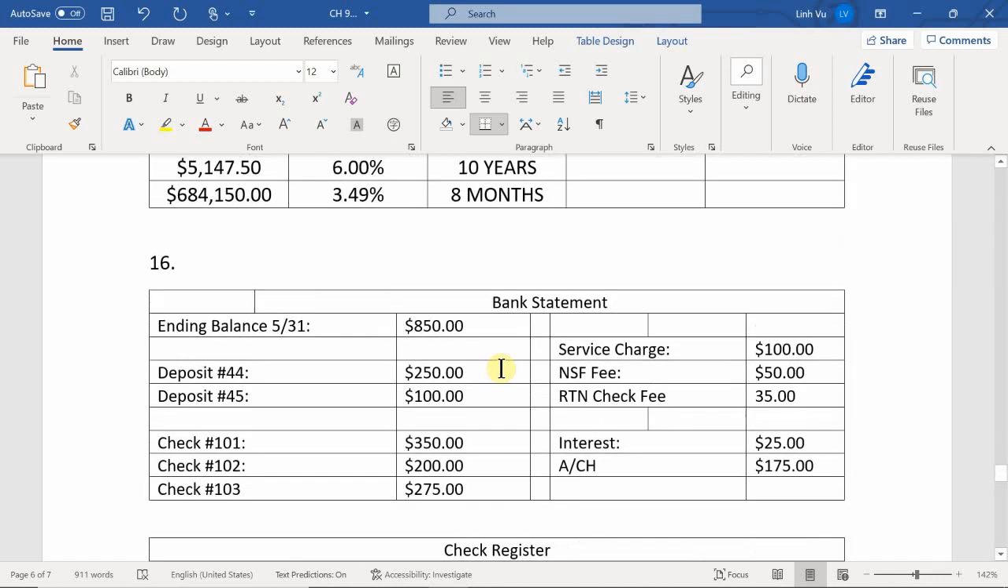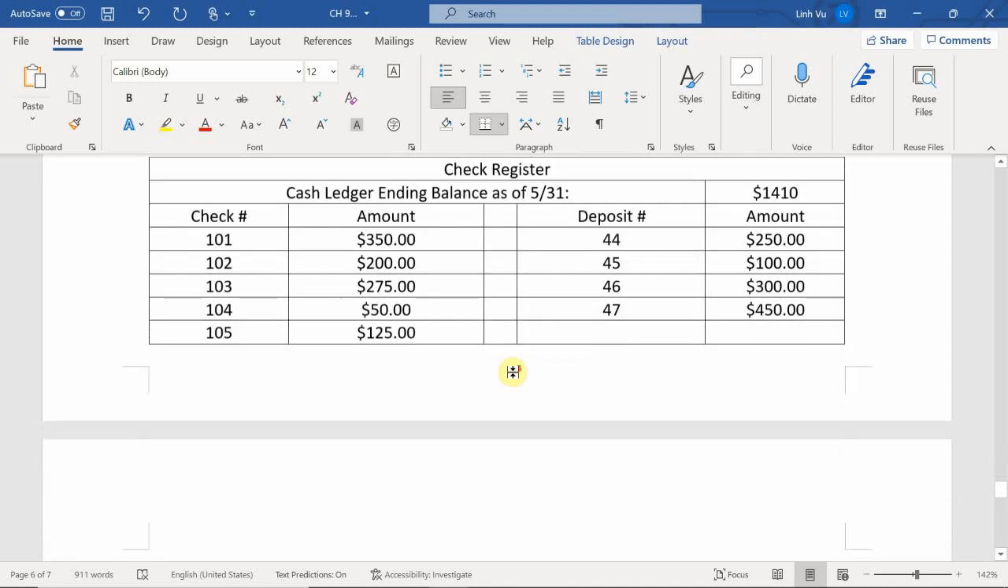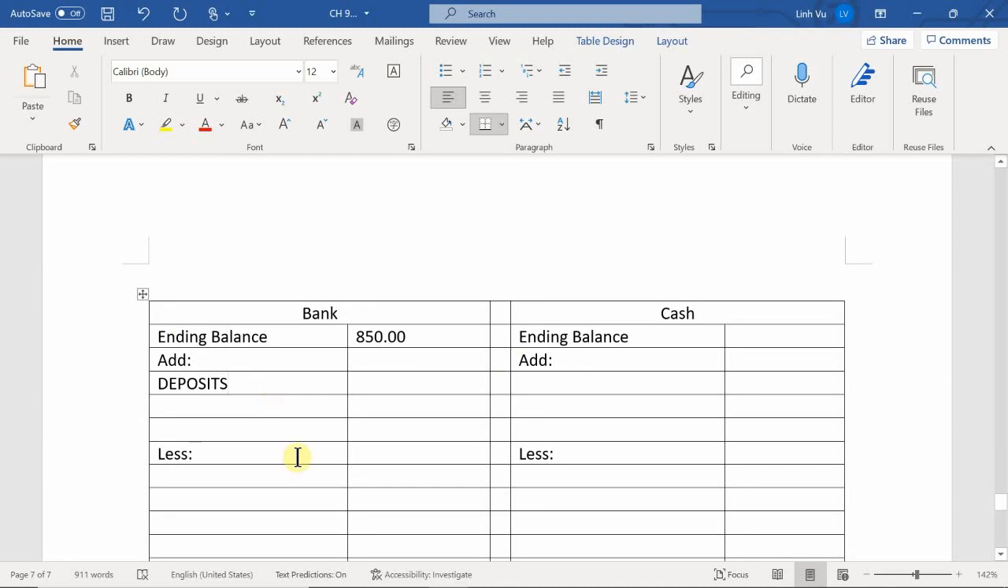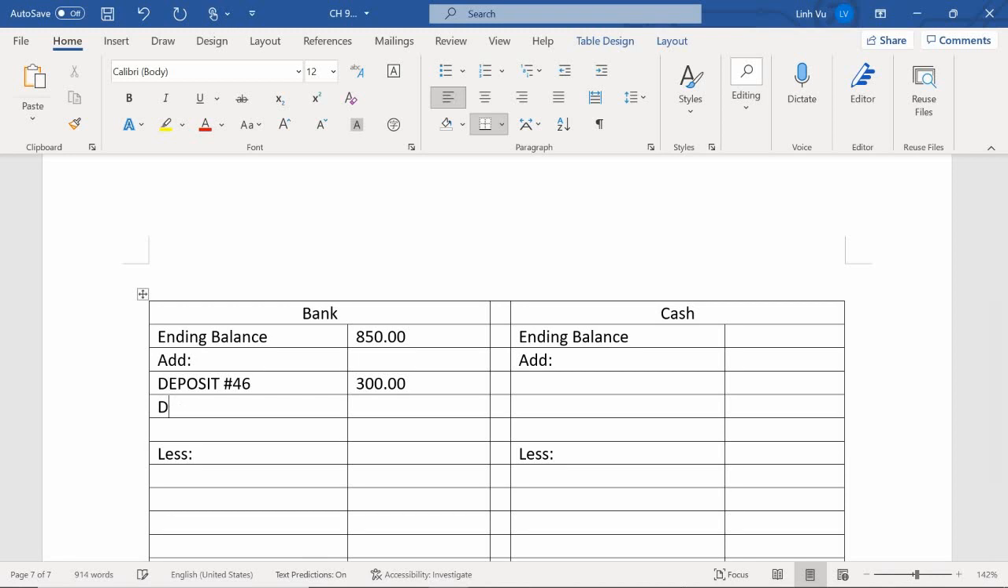Which one cleared in my bank? No 46, no 47. Okay, so 46 and 47 did not clear yet. So that's for 300 and 750. Okay, so deposit number 46 for 300. And then we have deposit number 47 for 450. I think so.